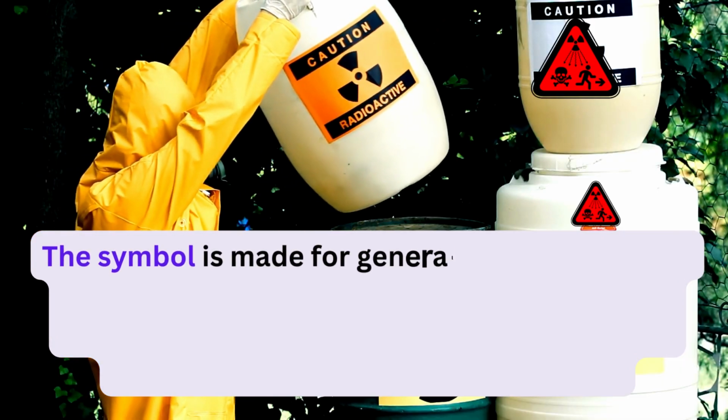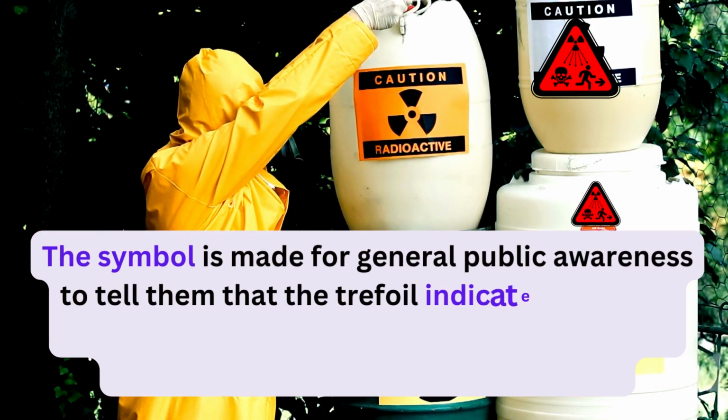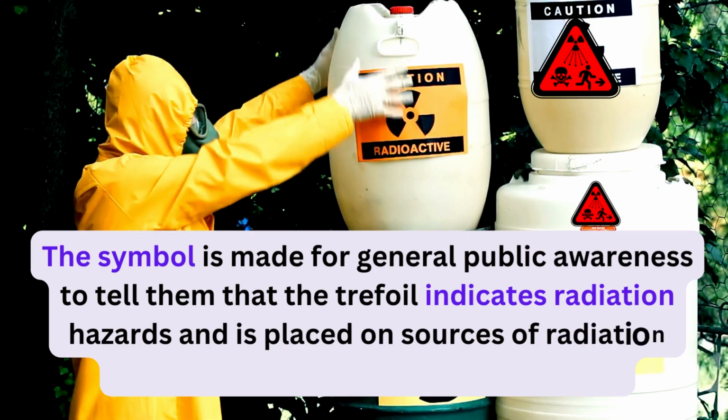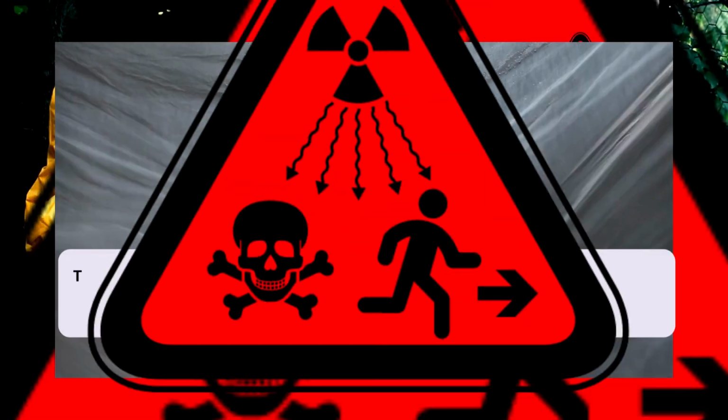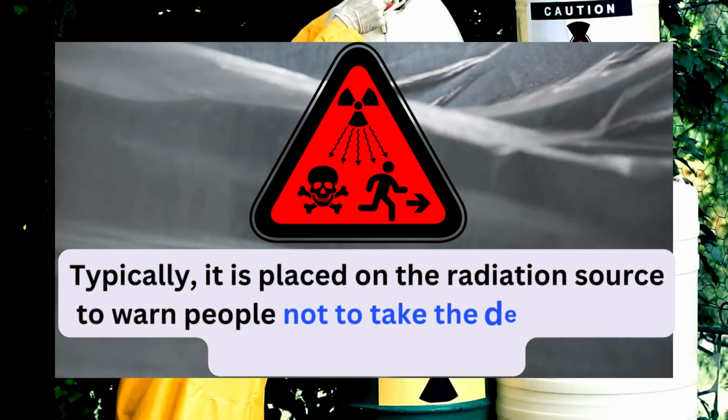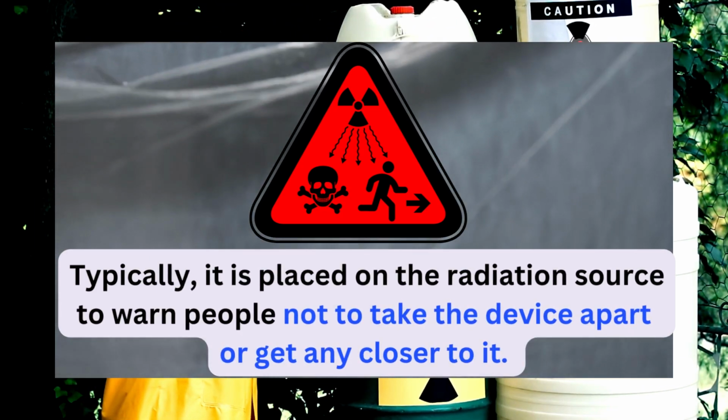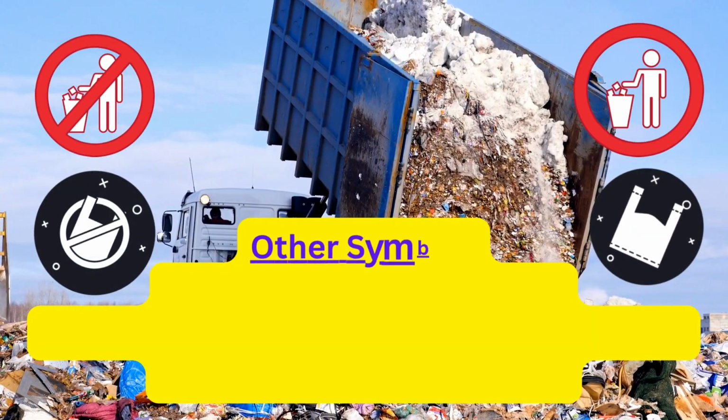The symbol is made for general public awareness to tell them that the trefoil indicates radiation hazards and is placed on sources of radiation that can cause death or serious injury. Typically it is placed on the radiation source to warn people not to take the device apart or get any closer to it. Other symbols.